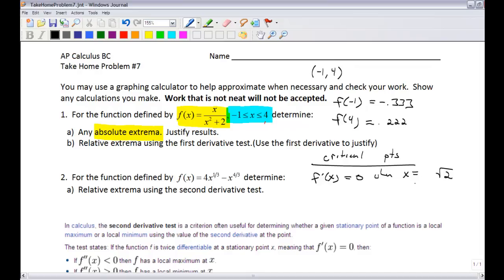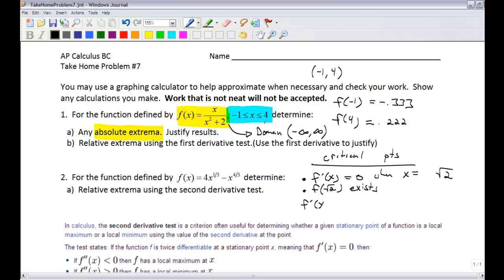So we have a critical point at x equals root 2 because of two things. F prime of x equals 0 there, and f of root 2 exists. I know it exists because of the domain of this function, and we usually start with this. The domain of this function is negative infinity to infinity. So we've got a critical point at root 2.